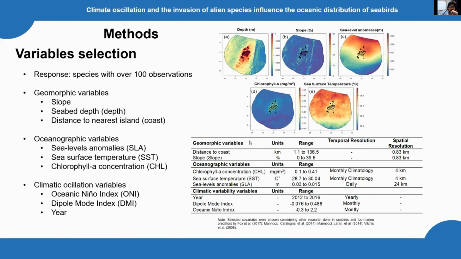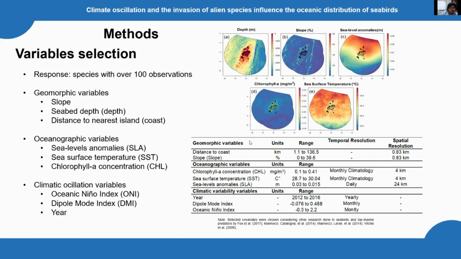Okay, so we ran a bibliographic research about which variables we think we need to include. And we came up with a set of variables that were distance to coast, slope, chlorophyll A concentration, sea surface temperature, sea level anomalies, years, dipole mode index, and oceanic Nino index.